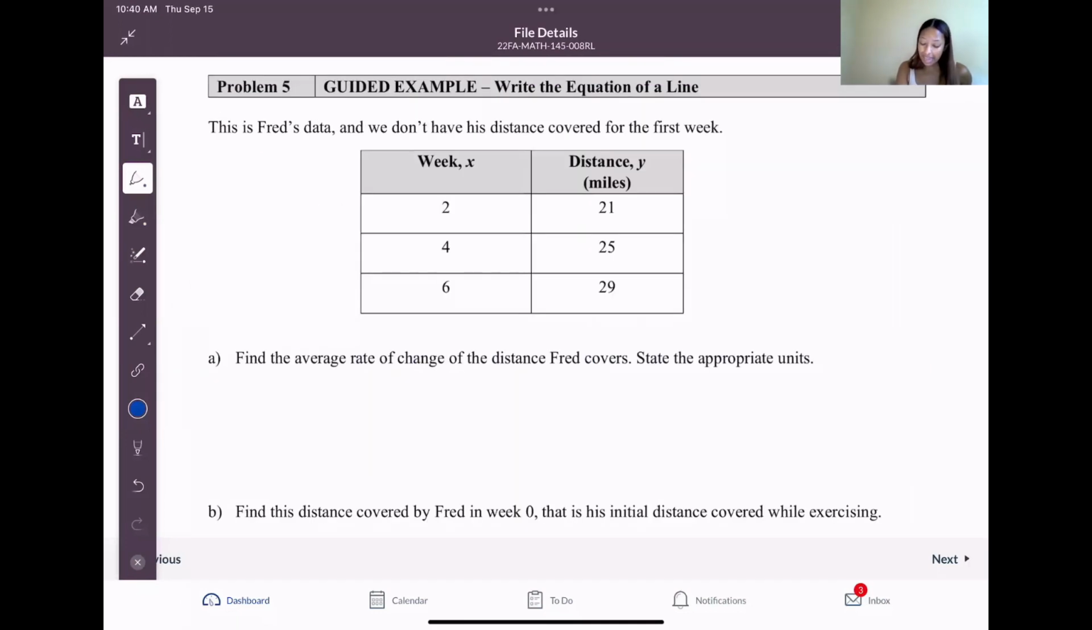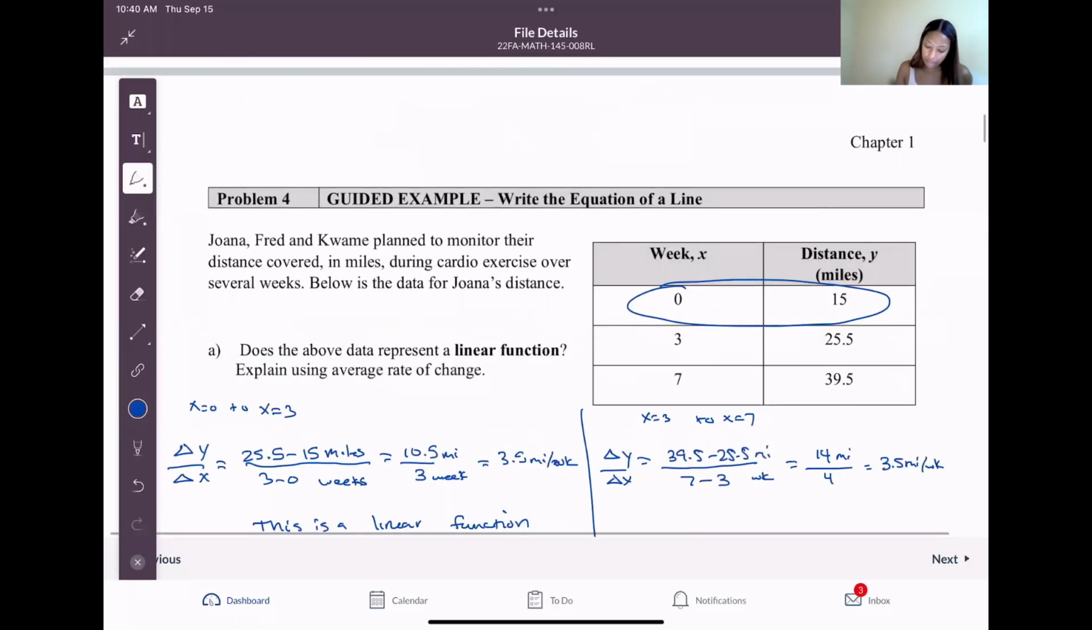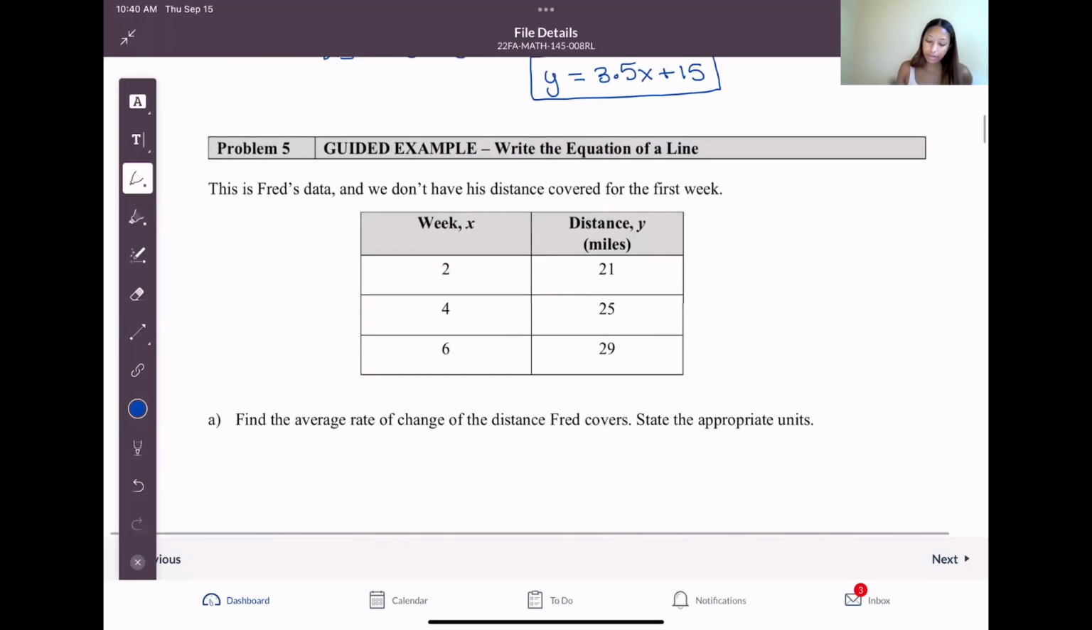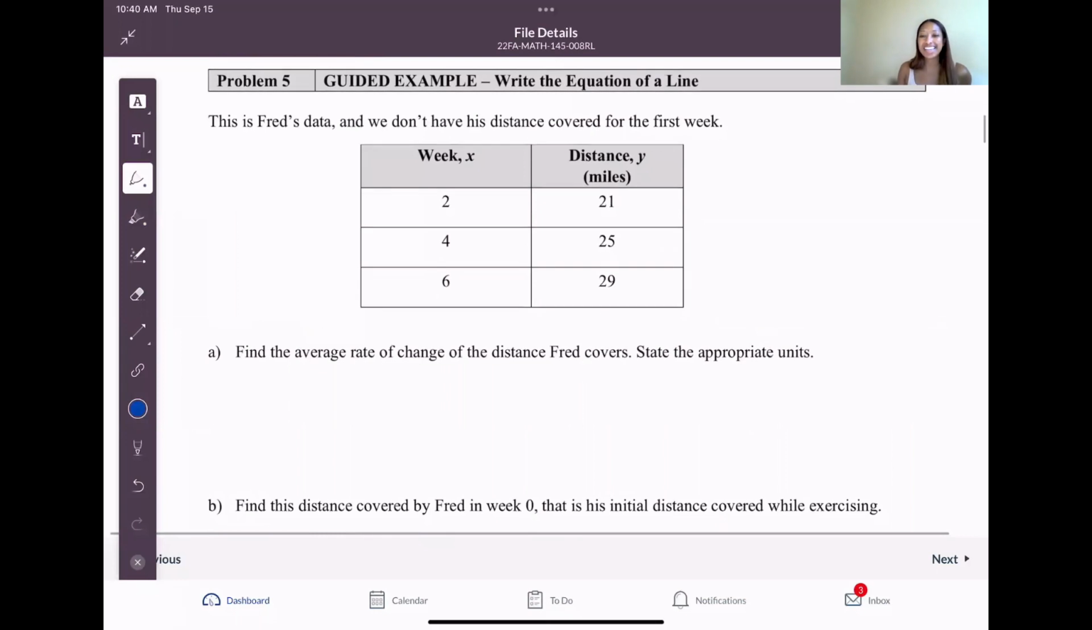For Fred's data, Fred, that's this person's name? Oh yeah, there was a Fred up there. All right, so for Fred's data, we're not given his initial distance. For Joanna, we were given her initial distance was 15. For Fred, we are not. So yes, we're going to have to do a little bit more work.